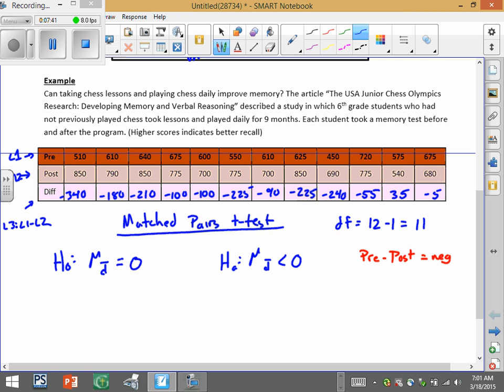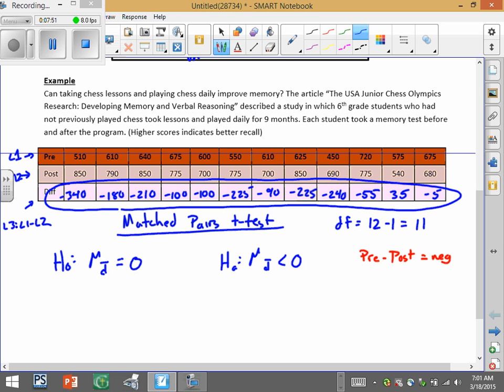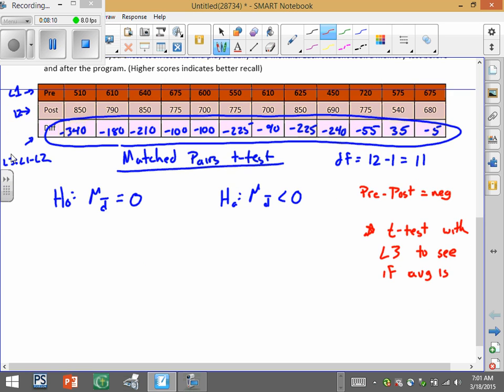So really what we're going to do here, guys, we're no longer doing a two-sample test. We're doing a matched pairs test. But we're going to take this list right here, your list 3, and you're basically just going to run a t-test with list 3 to see if it averages 0. You want to think about it this way too: is the average significantly different than 0?